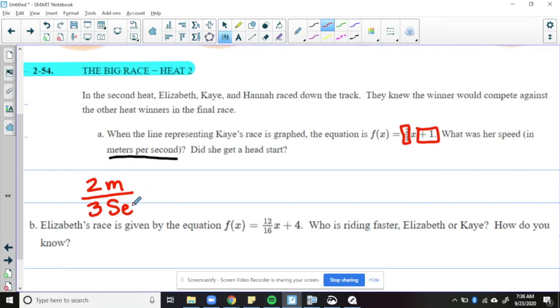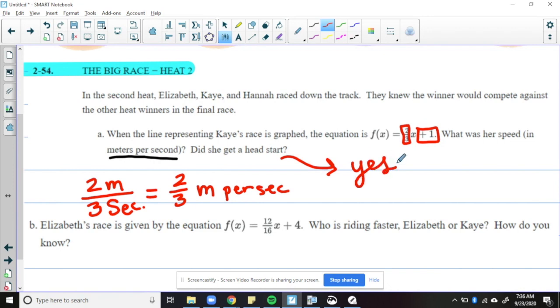If I want that in terms of the unit rate, I'm going to combine this 2 divided by 3 meters per second. And that is our speed. And then her head start, since it is a plus 1, yes, she got a 1 meter head start.